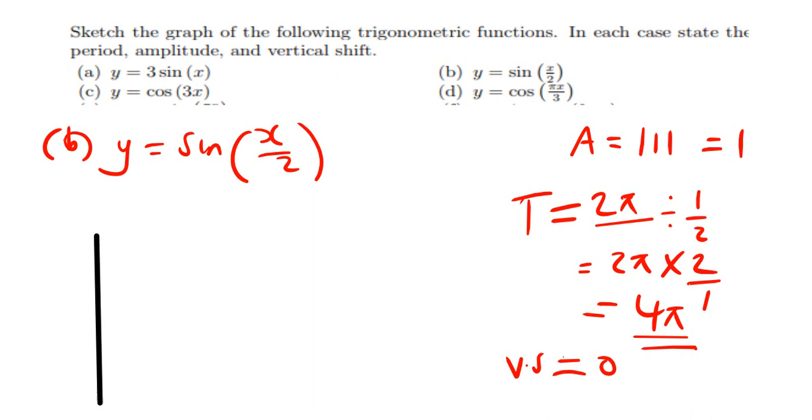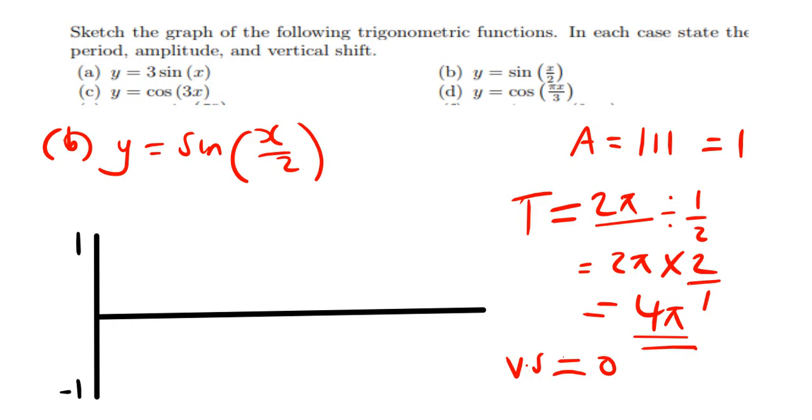We have everything that we need to graph our nice and beautiful function. So this is our y-axis, this is our x-axis. The amplitude is 1, so this is 1 and this will be negative 1. Our period is 4 pi. The half of 4 pi is 2 pi, and the half of 2 pi is just pi.